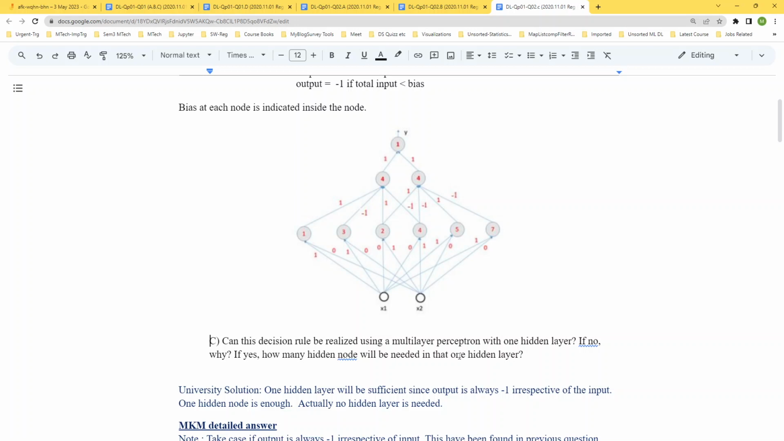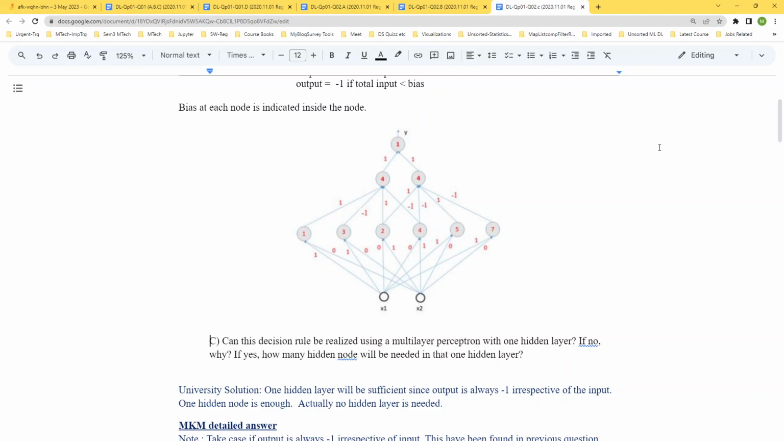So the question is, can it be done with one hidden layer? Yes, it can be done with one hidden layer. And if it is one hidden layer, then how many nodes does it need, minimum? Yes, one hidden layer, one hidden node. At the end, the university has said that actually nothing is required. That is also true. But if it can be represented by one hidden layer, yes. And in this hidden layer, what is the minimum number of nodes you require? One.